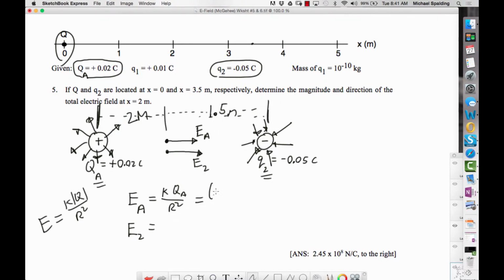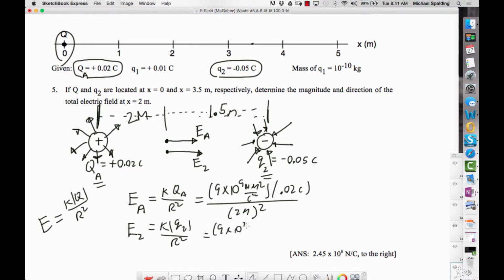So here's what you do. K is a constant, 9 times 10 to the 9th Newton meter squared over Coulomb squared. Charge A is 0.02 coulombs. This is 2 meters, and then you square that. Same thing here. This is going to be K Q2 over R squared. So you go 9 times 10 to the 9th Newton meter squared over coulomb squared, and then this is 0.05, and then this is going to be 1.5 meters squared.